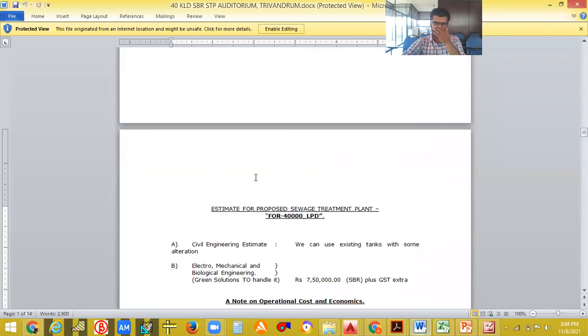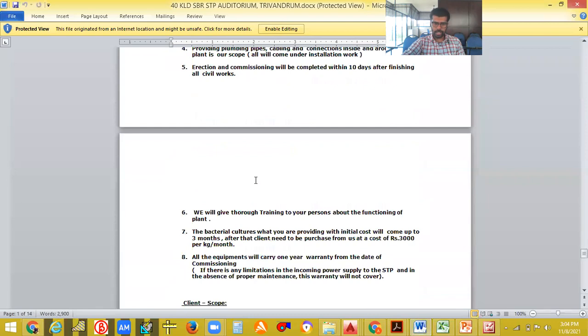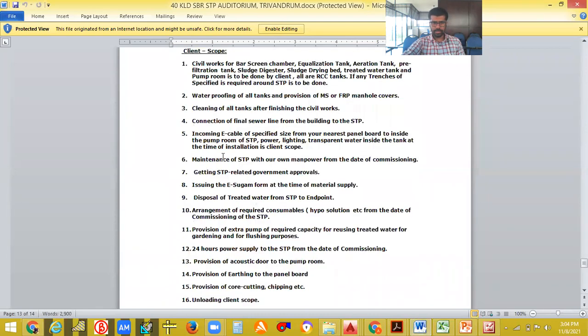For example, they have already mentioned what the client scope is. Okay, what is the client scope? They have already written it here, at the end, so you can see here. Client scope: civil works for mass screen chambers, utilization tank, aeration tank, all those things are to be done. Waterproofing of all tanks and provisions of all tanks after finishing the civil works. Connection of the sewer line from the building to the STP. Incoming cable of specified size from the nearest panel.